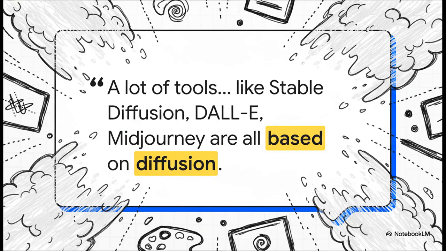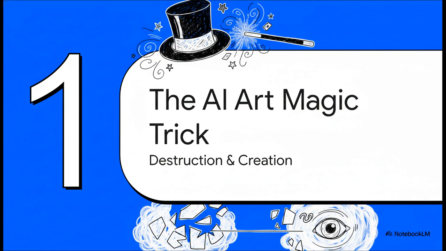Well, it turns out that a ton of these big-name tools, Stable Diffusion, DALL-E, Midjourney, they're all built on the same surprisingly simple and elegant idea. It's called diffusion. Okay, so let's get right into it. The whole thing is kind of like a magic trick, right? And it's a trick with two main acts: destruction and then creation.